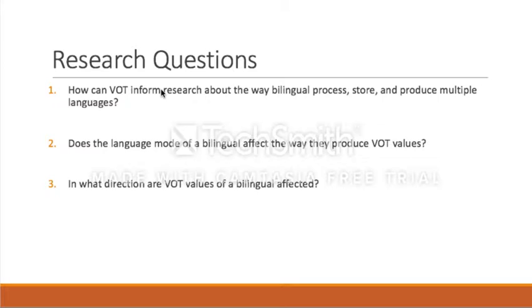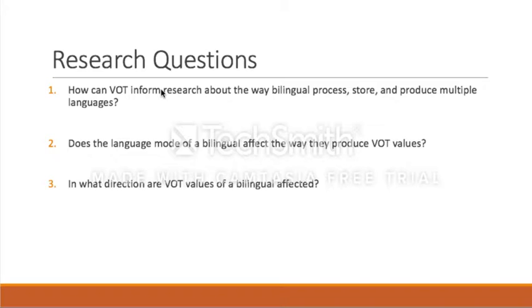And the last one is, in what direction are VOT values of a bilingual affected? So in terms of direction, what we mean is we want to know if the L1 is affecting the VOT values of the L2, if the L2 is affecting the VOT values of the L1, if there's a simultaneous effect where both the L1 and the L2 are affecting the other respective language, or lastly, if there's no effect whatsoever.